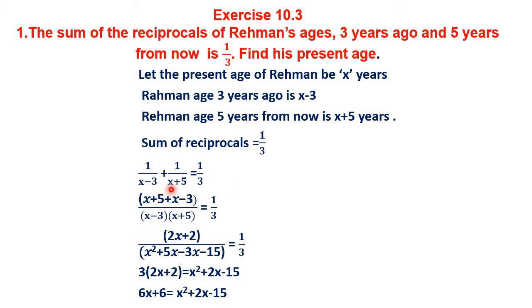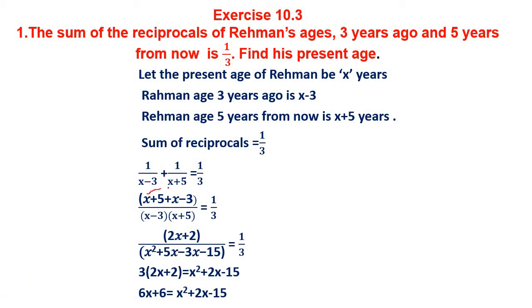Now the denominators are x minus 3 and x plus 5, therefore x minus 3 into x plus 5 is the LCM. So x minus 3 gets cancelled, x plus 5 into 1 is x plus 5, plus x plus 5 goes, then x minus 3 into 1 is x minus 3, which is equal to 1 by 3. Now we can simplify.